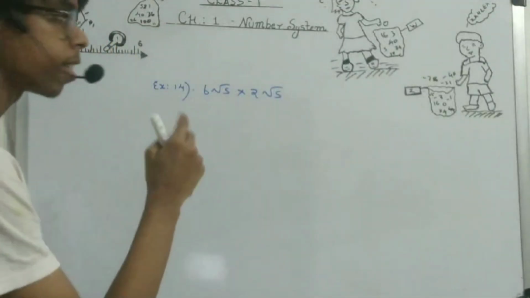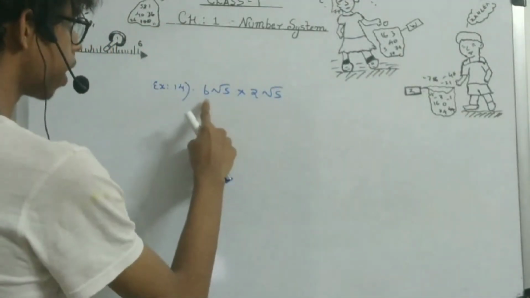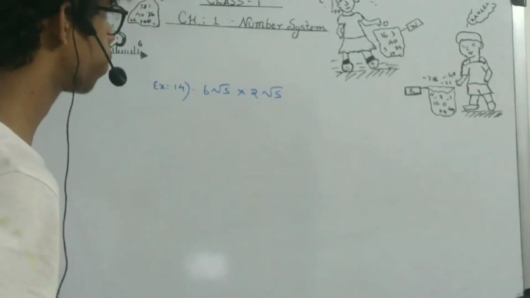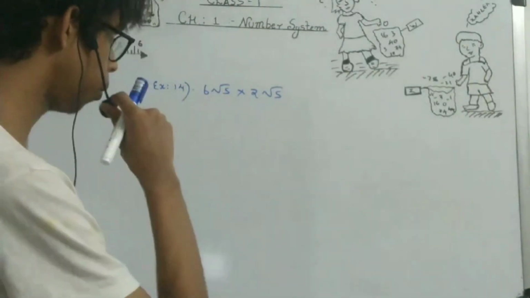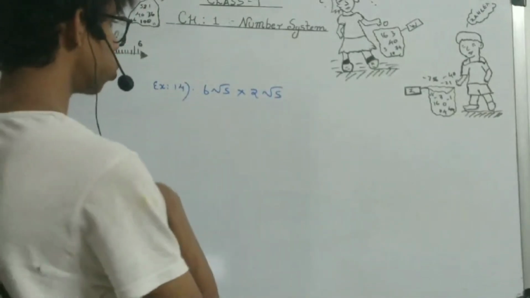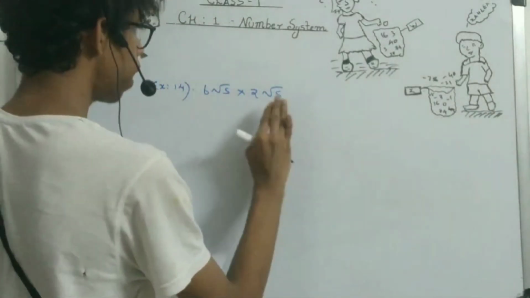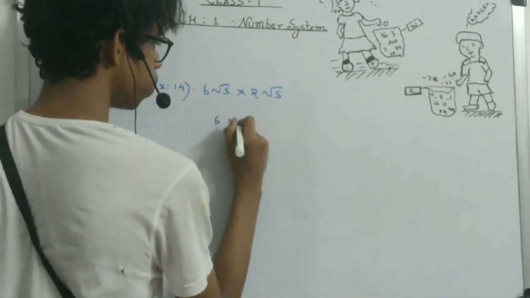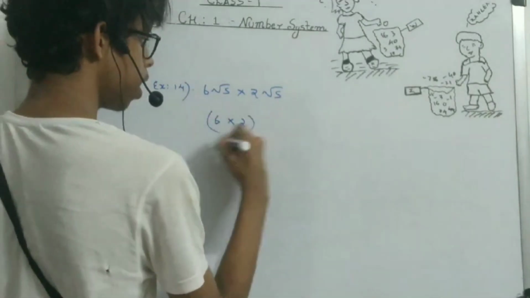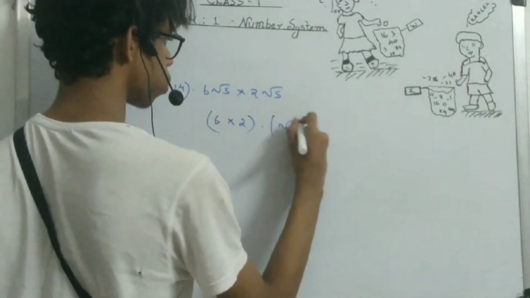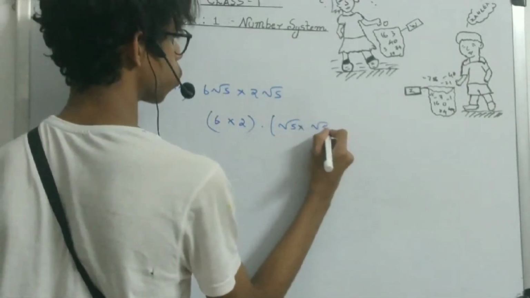Okay, so now let us see our example number 14, that is 6 root 5 into 2 root 5. So we have to multiply these two surds given to you. What do you have to do over here? First of all, take all the things which are present outside the root together. So I will do 6 into 2 as one thing. Then what is that? Root 5 into root 5. So I will write that also.